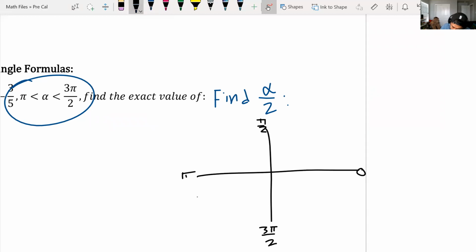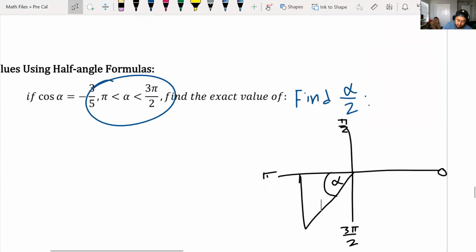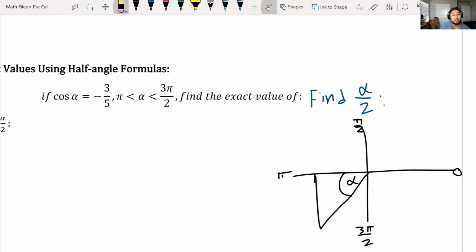So here is alpha. Okay, so here's alpha. And over here is the ratio for alpha. So cosine of alpha is -3/5. This means that the base of my triangle should be -3. The hypotenuse should be 5, and our height should be 4, 3, 4, 5. So here's going to be -4. Okay, so this is everything for alpha.